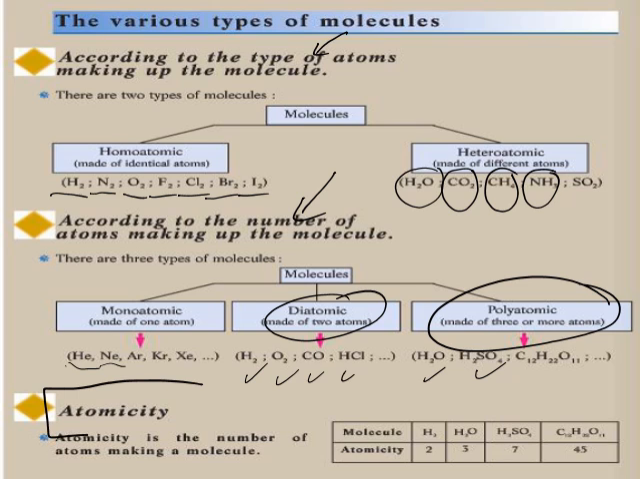What is atomicity? Whenever I talk about atomicity, I'm talking about the number of atoms making the molecule. For example, H2 is composed of two hydrogen, so atomicity is 2. H2O, 2 hydrogen plus 1 oxygen, so 2 plus 1 is equal to 3. H2SO4. Okay, H2SO4, how many hydrogens do we have? 2 hydrogen plus how many sulfur? 1 plus how many oxygen? 4. So 4 plus 1, 5, plus 2, it's 7. Here is 7.